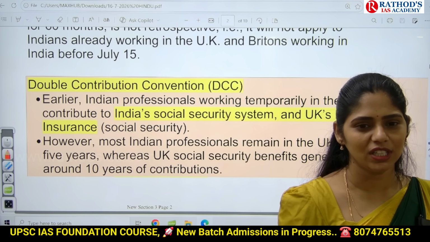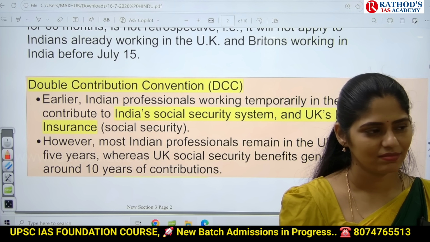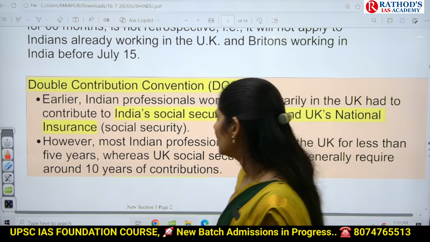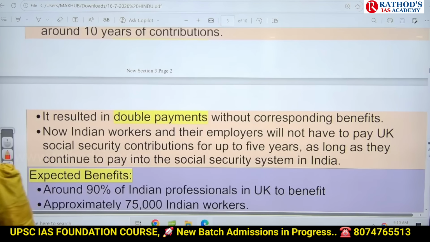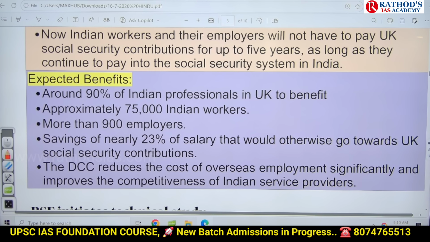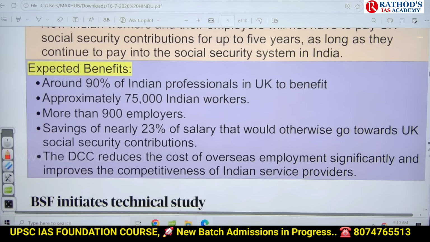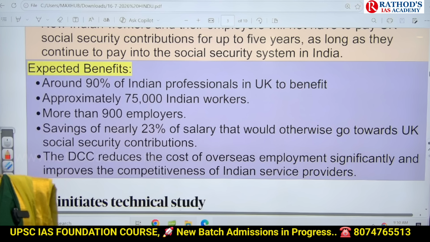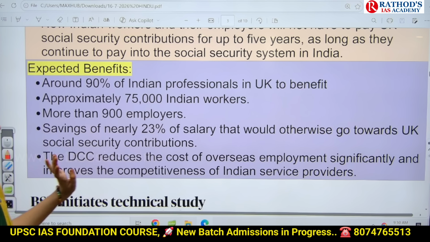Other things. Come on, think guys, you can do it. Rapid industrialization can happen. Okay, now let us see what the positive impacts are. First one is that around 90% of Indian professionals in UK can benefit from this agreement. And approximately 75,000 Indian workers will go to the UK every year. So these people will be benefited.